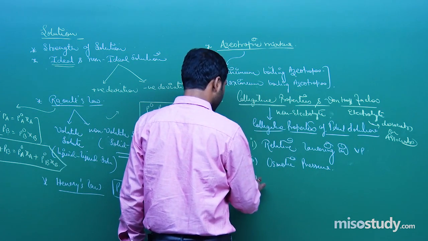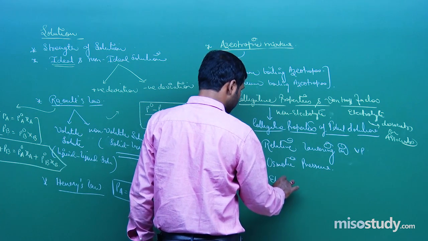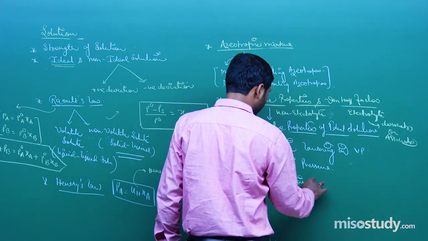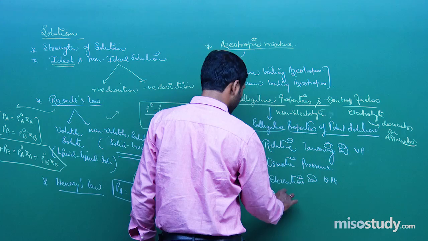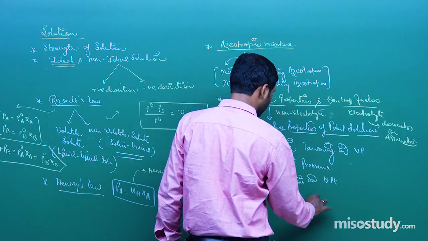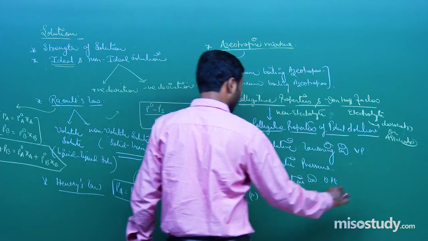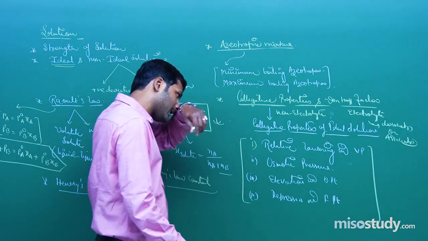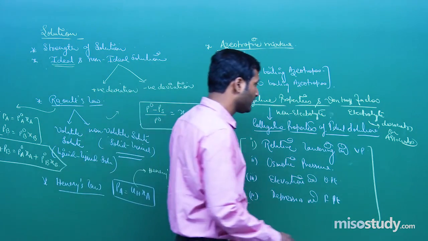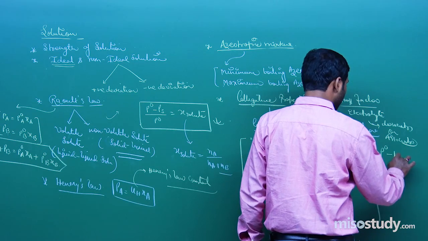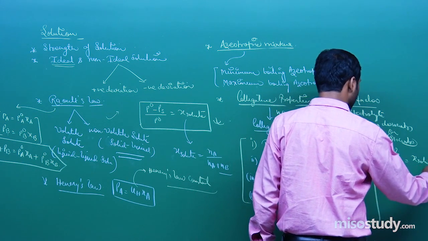Third one is elevation in BP, boiling point. And the fourth one is depression in FP, freezing point. Again I am repeating: relative lowering in vapor pressure, osmotic pressure, elevation in BP and depression in FP. Clear to you? Relative lowering in vapor pressure, the formula is (P naught minus PS) upon P naught is equal to mole fraction of solute.